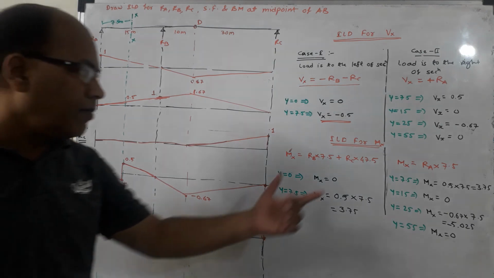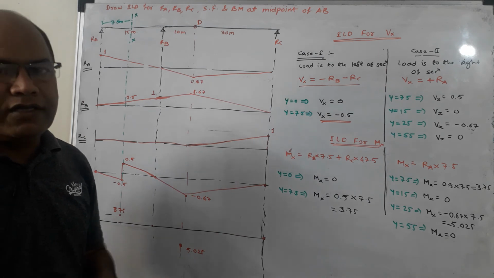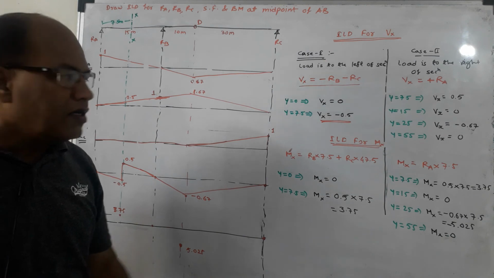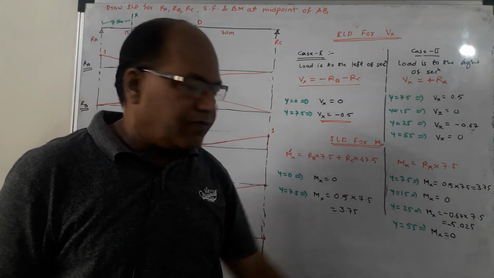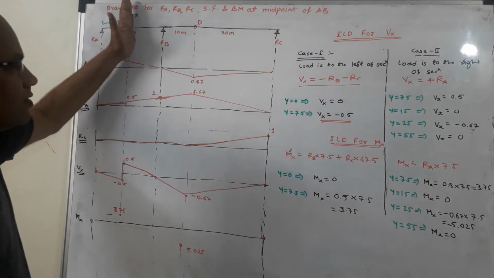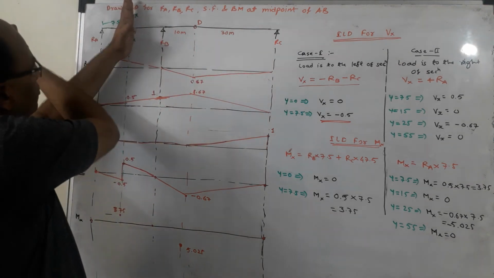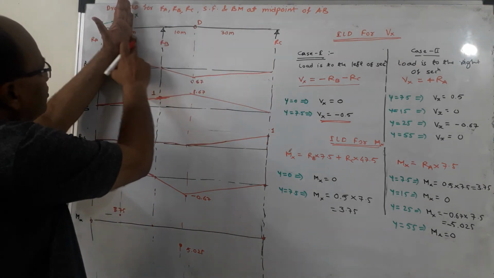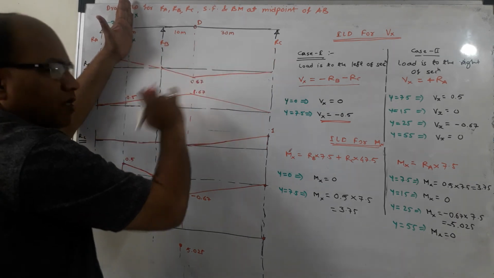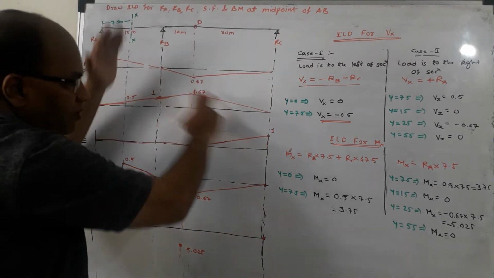Now ILD for Mx. Again the similar procedure, but here we will have to take the moments. Again two cases. Case 1, load is to the left of the section. Case 2, load is to the right of the section. When the load is to the left of the section, moment at section XX will be governed by Rb and Rc. So moment over here will be Rb into distance, that is 7.5, and Rc into this total distance, which is 47.5. So moment at this section will be Rb into 7.5 plus Rc into 47.5.